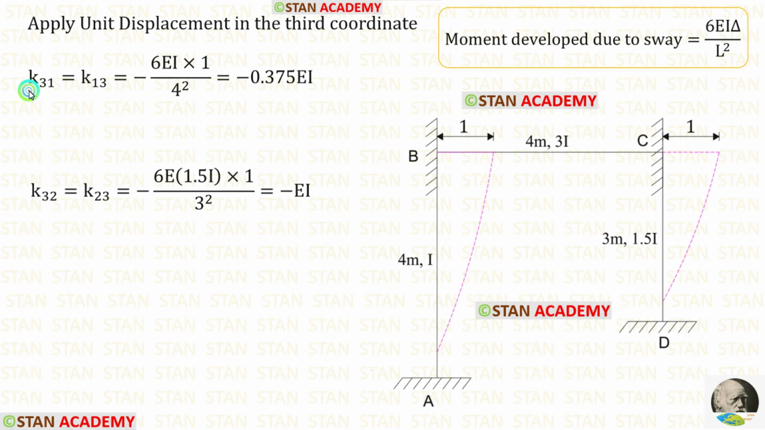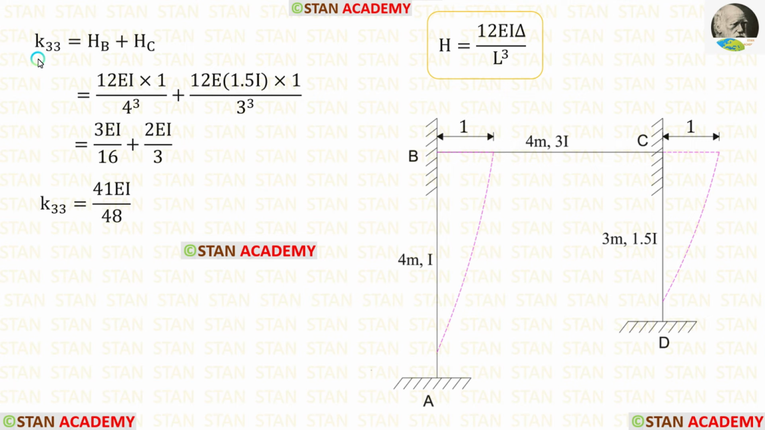The values of K31 and K13 will be same. Also, the values of K32 and K23 will be same. Now we are going to find K33. To find that, we have to add the horizontal reactions in the points B and C. The formula to find the horizontal reactions developed due to sway is 12 EI delta upon L cube. In the formula, let us apply the values. The value of delta is 1.